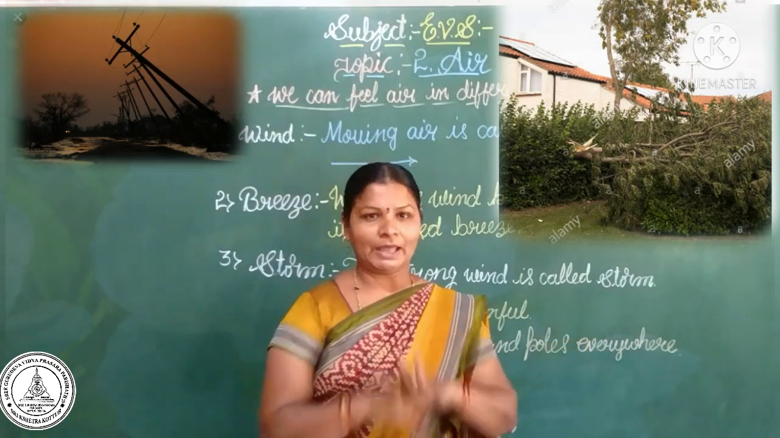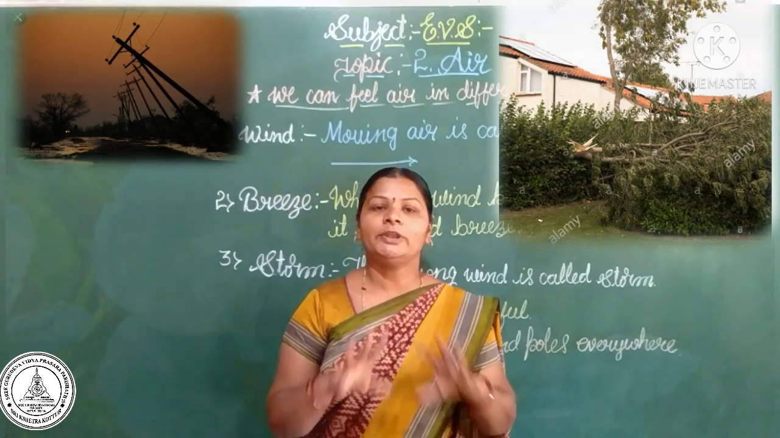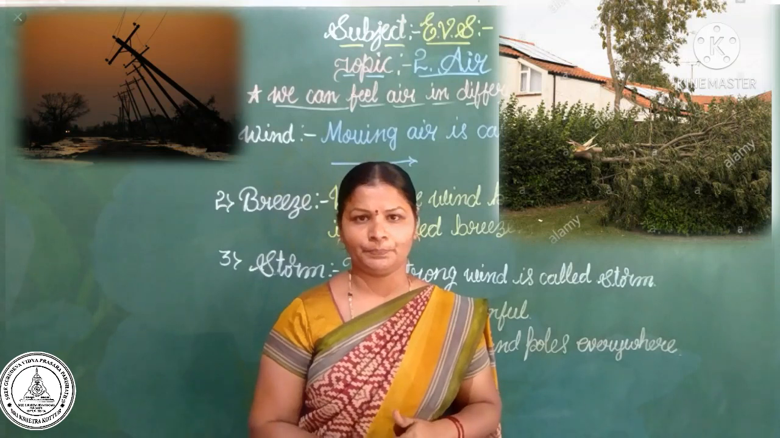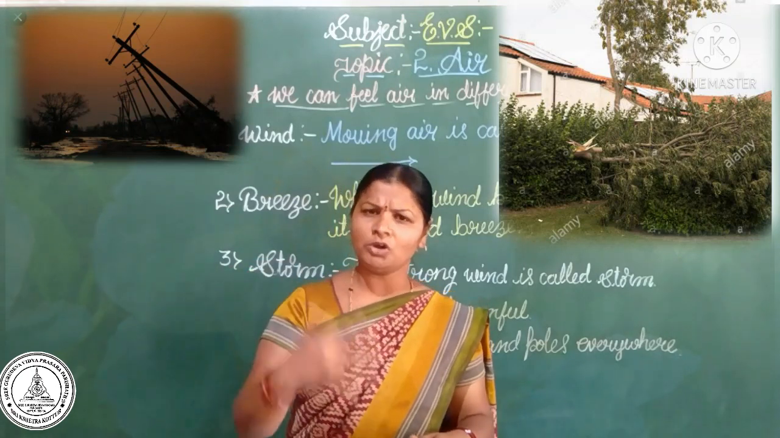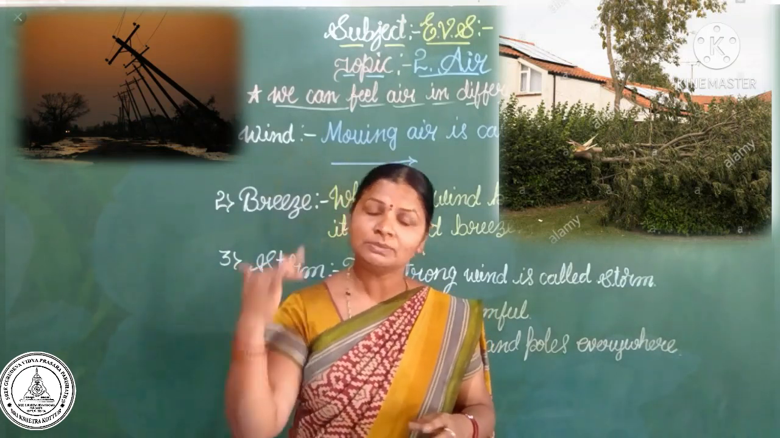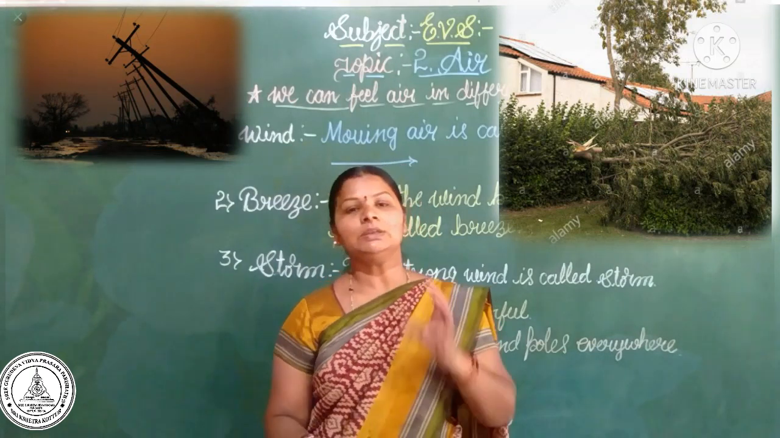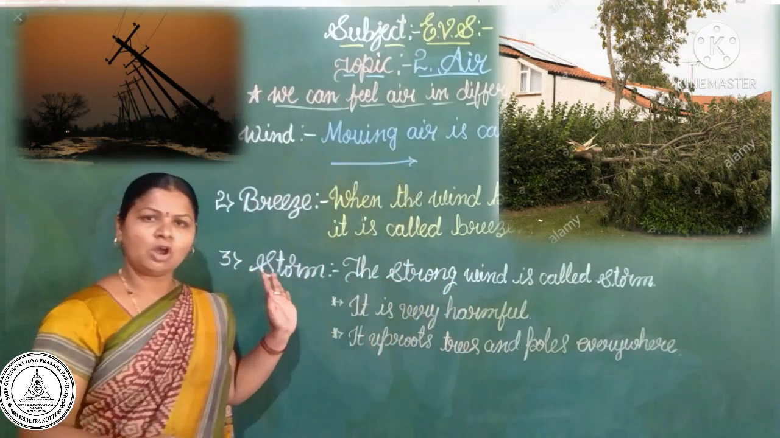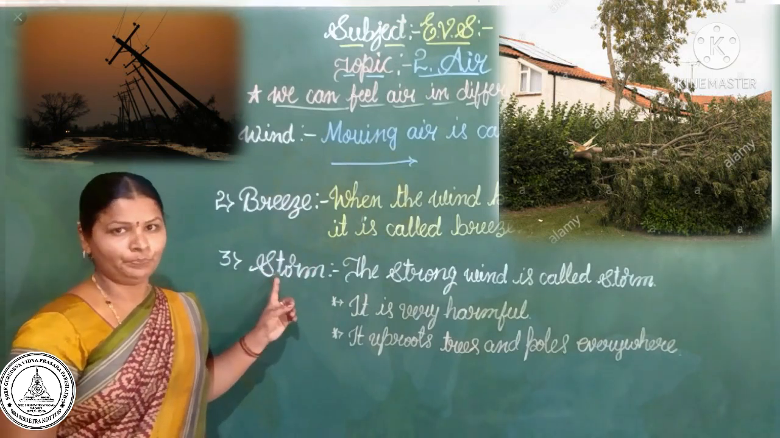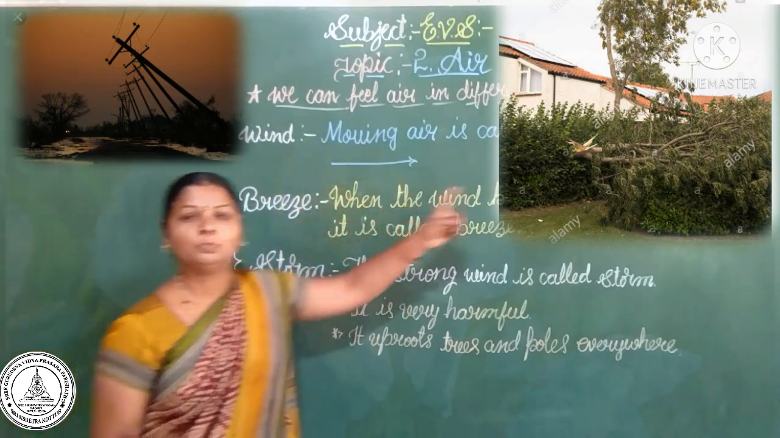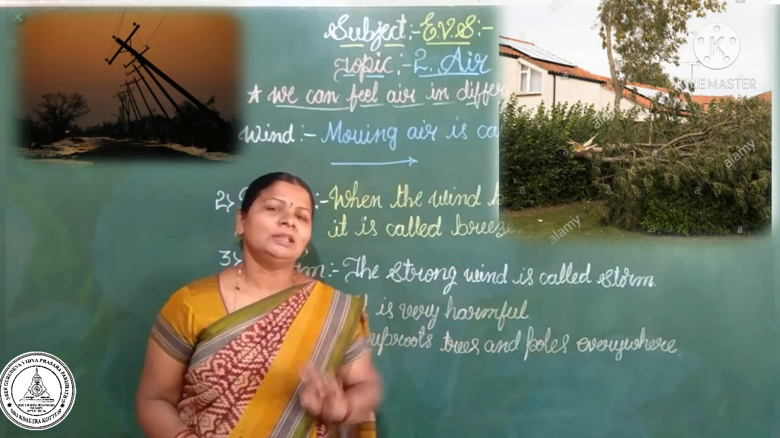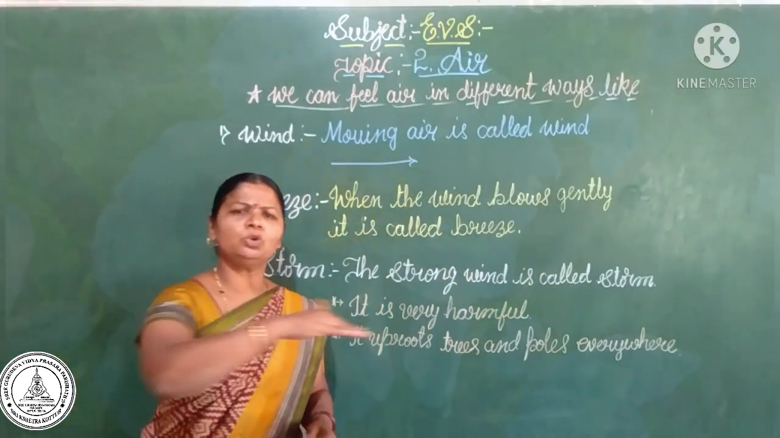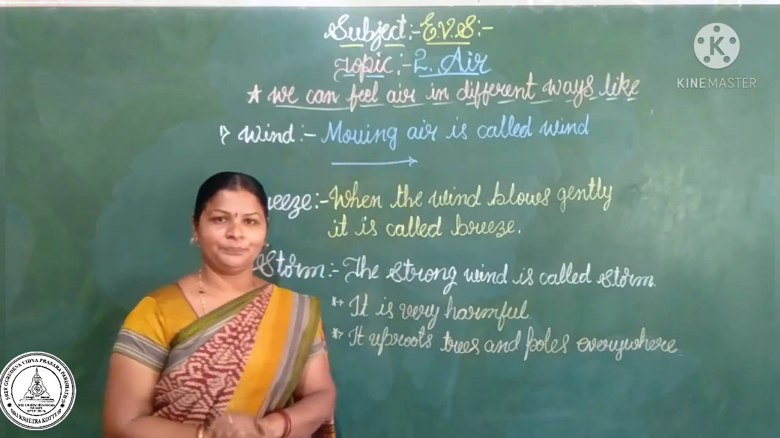Right? So like that it is very harmful, because it is a strong wind. It blows very strongly and very fast. That's why this is very harmful to us, okay. The strong wind is called storm, okay. When the wind is blowing gently, slowly, that is called breeze. When just air is moving, that is called wind, okay.